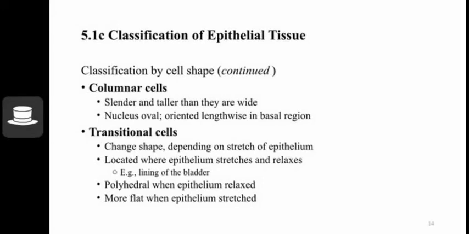And then, of course, we have categories that don't quite fit into these 3 here. Transitional epithelia, the cells kind of change shape depending on how much they've been stretched. And they're really, really good at stretching. And so we use these in areas that might need to stretch a little bit, like the bladder or the urethra.